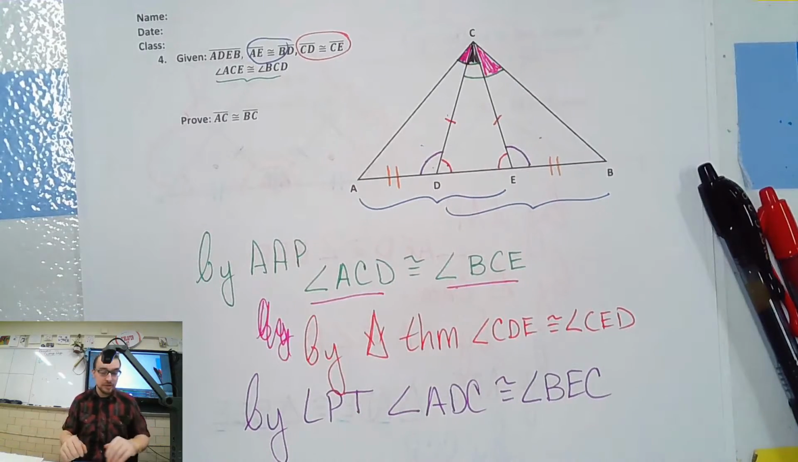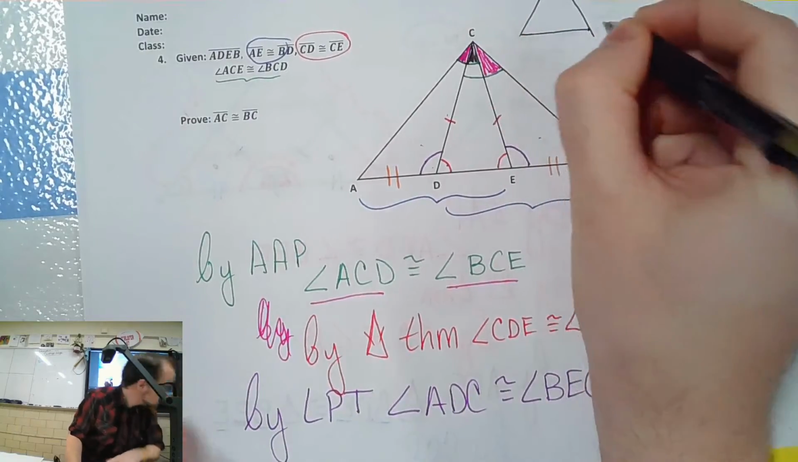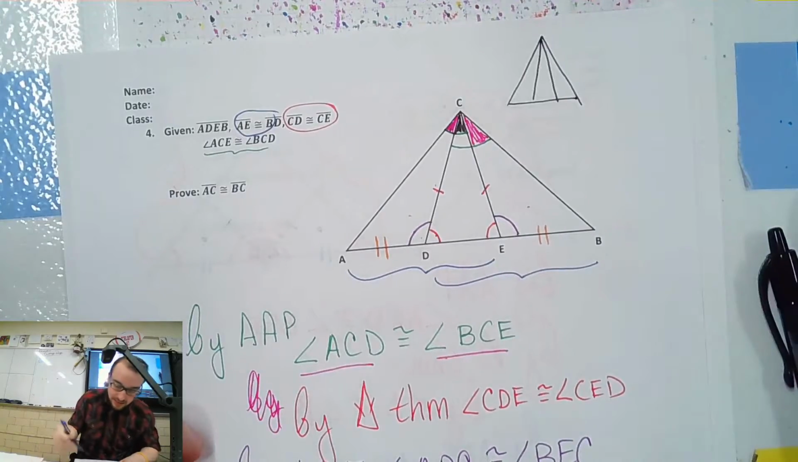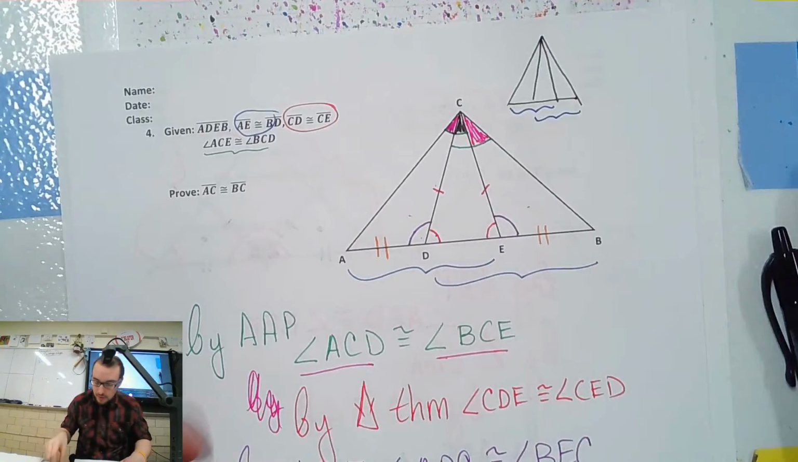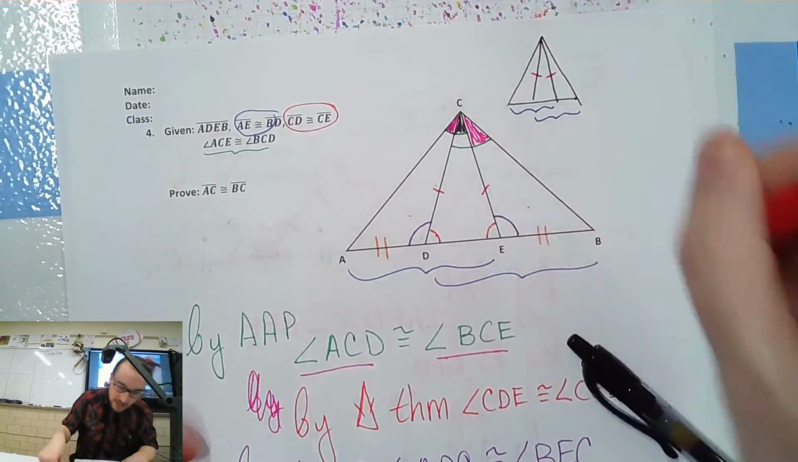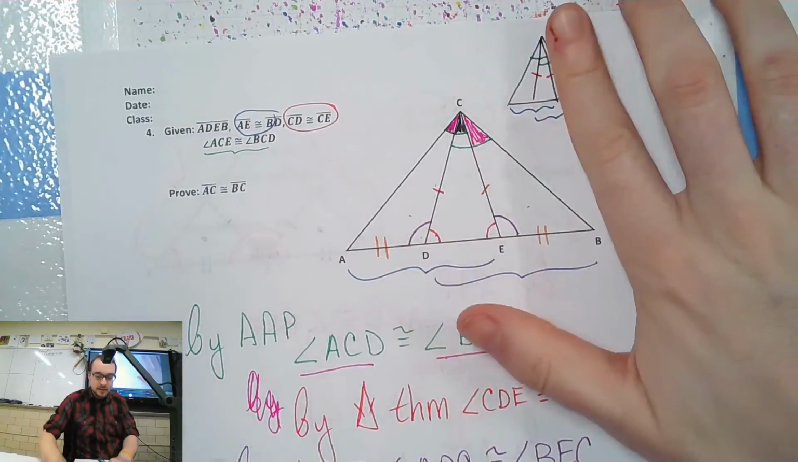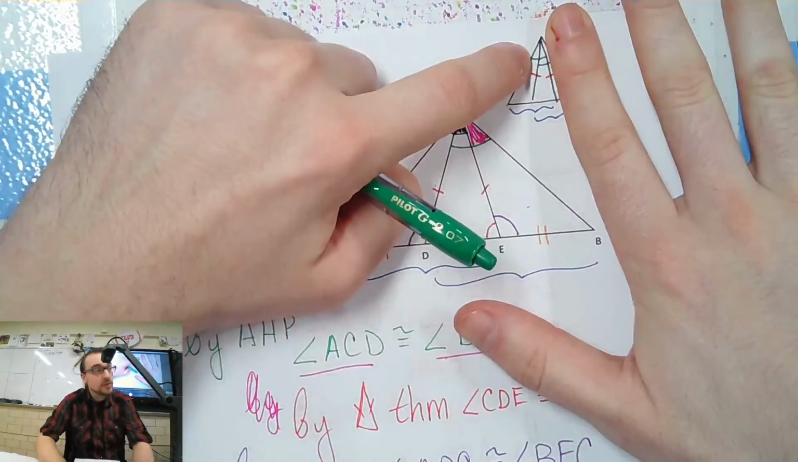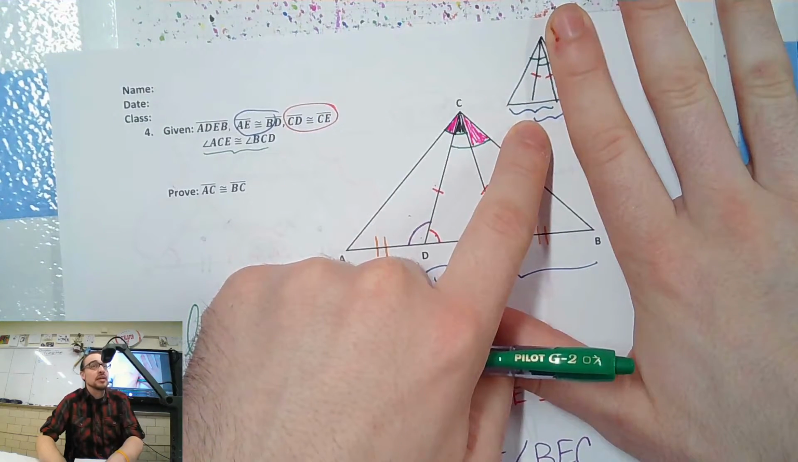Now, let me show you something crazy. At the beginning, we had this diagram. We were given that AE and BD were the same. And we were given that these sides were the same. And we were given that these angles were the same. Do you guys see the big triangle right here? So we have an angle, green angle. We've got a side, and then we have another side. We've got ASS, right? Which isn't enough to get it done, but it's pretty close, right?